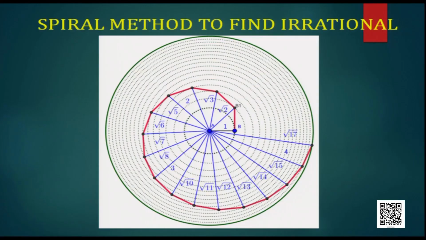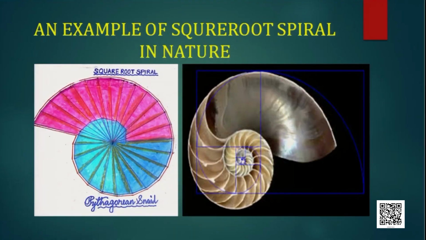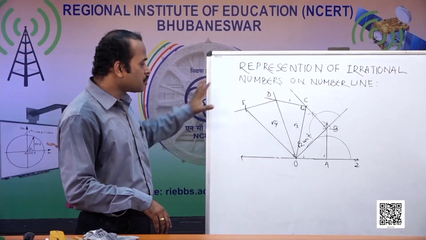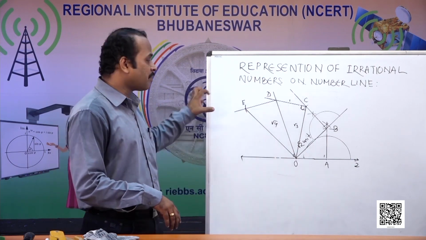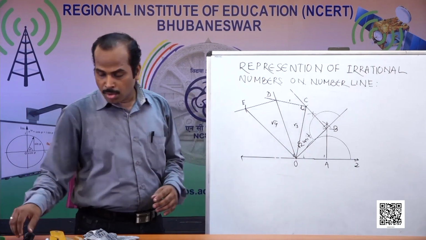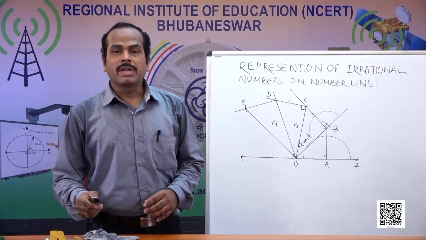Such a square root spiral I can see in nature also. You can see in nature also we will find the same type of square root spiral. You can see in the slide there is a picture given which looks exactly like a square root spiral. If you go on adding many square root spirals, that type of picture is very interesting. Okay, then we'll go to the next.